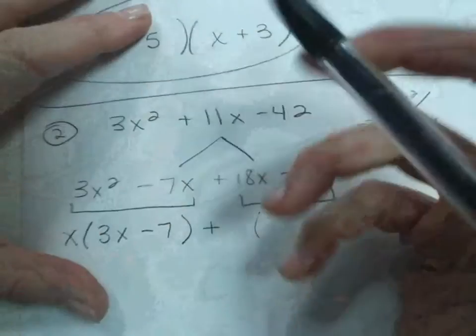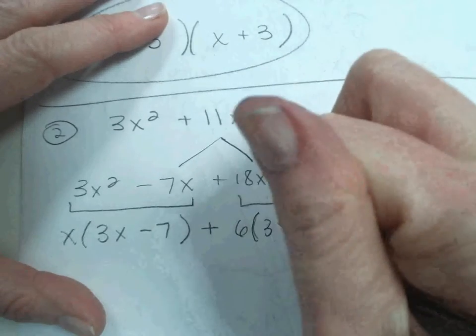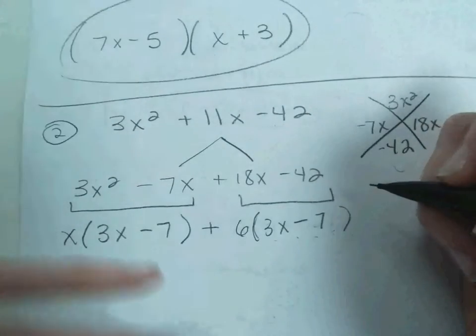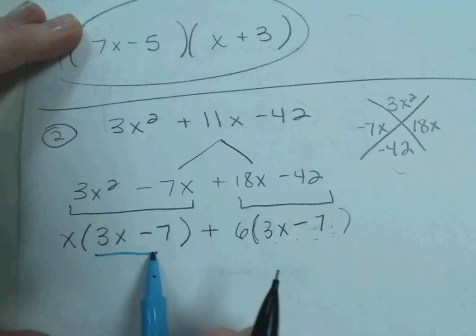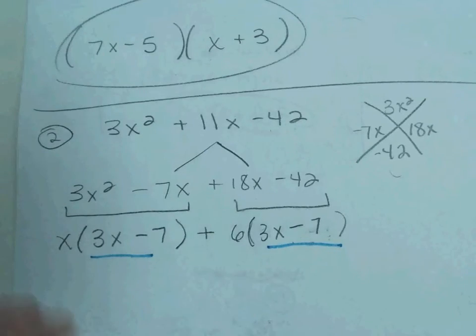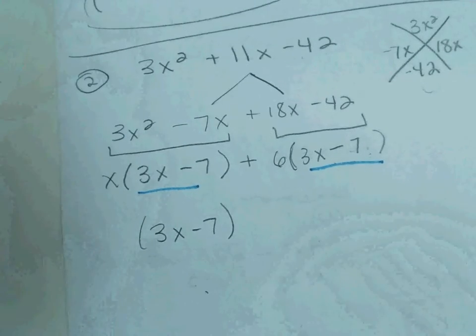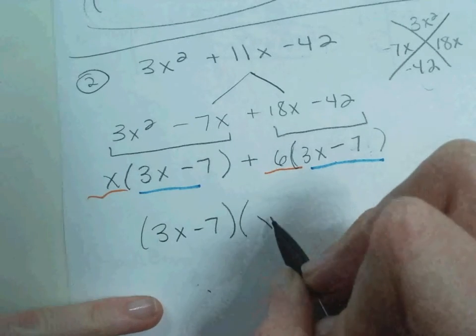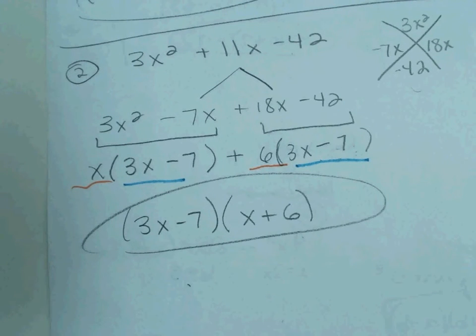So let's write 6 out front. 18x divided by 6 is 3x. 42 divided by 6 is a minus 7. And there you see, we have that common factor of 3x minus 7 again. And the leftovers go in the next set of parentheses. Wait, where did the x plus 6 come from?